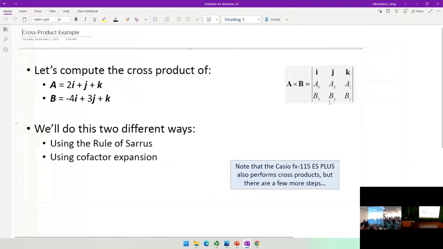So we got two vectors here. We've got A, which is 2i plus j plus k. Then we have B, which is negative 4i plus 3j plus k.